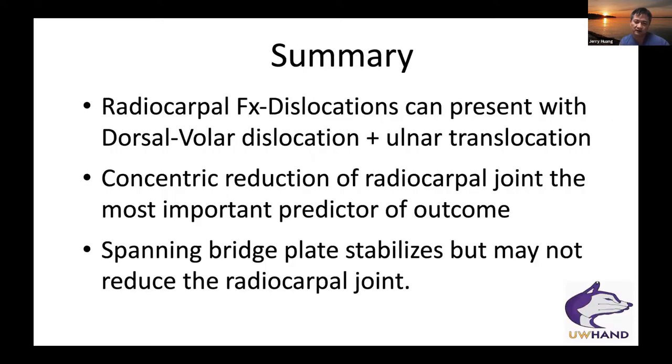I think it's really important to recognize that with these injuries you get volar and dorsal dislocation or translation, but also ulnar translocation does happen. Concentric reduction is probably the most important predictor of outcome for any complex distal radius fracture. Whether you're looking at a radiocarpal fracture dislocation or even a complex distal radius fracture, it's important to recognize that the bridge plate is a great stabilizer, but it may not reduce. So I think we're really gaining a better understanding of these. It's a great tool, but you really have to understand the underlying mechanism, what fragments are involved, and also the intercarpal ligaments, which are important stabilizers of the wrist.